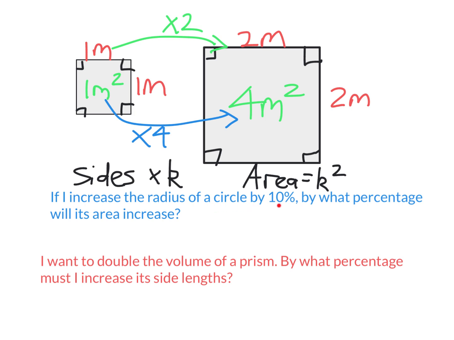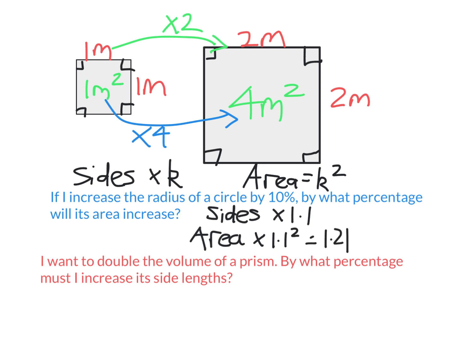So if I increase the radius of a circle by 10%, by what percentage will its area increase? So if I increase a number by 10%, I'm timesing it by 1.1. So that means that the area will be multiplied by 1.1 squared, which is 1.21. So note that multiplying a number by 1.21 is the same as increasing it by 21%. So if you increase the sides of any shape by 10%, its area will increase by 21%.